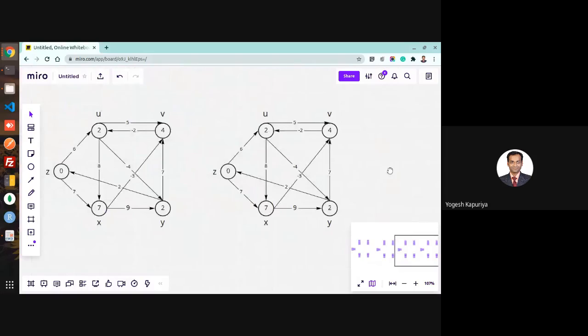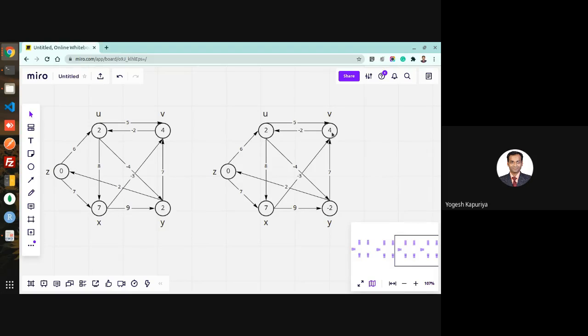Okay. So again same, 0 plus 6, this is 2, so no change. 0 plus 7, already 7, no change. Then for u, 2 plus 5, 7, which is, this is 4, so no change. 2 minus 4. 2 minus 4 is minus 2. So this will be changed to minus 2. Then 2 plus 8, 10. This is 7, so no change.